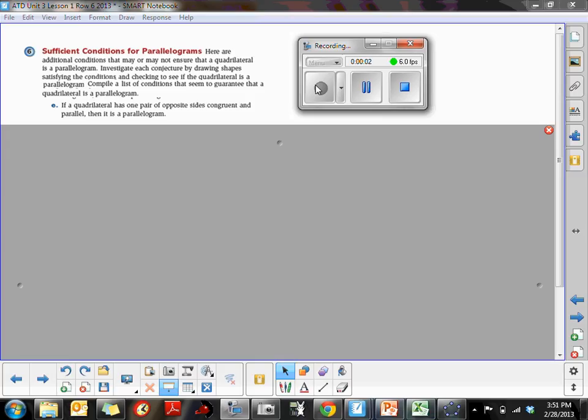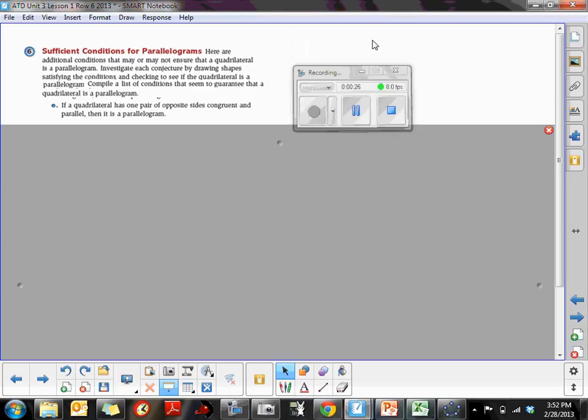The final condition that we're going to explore here is to see if it's sufficient that if a quadrilateral, a four-sided figure, has one pair of opposite sides that are congruent and parallel, then it's a parallelogram. Now this one's a little bit different, where it's the same pair of sides that are both parallel and congruent. So what's the deal if we have one pair of sides that are both parallel and congruent? Does it have to be a parallelogram? And that's what we're investigating.